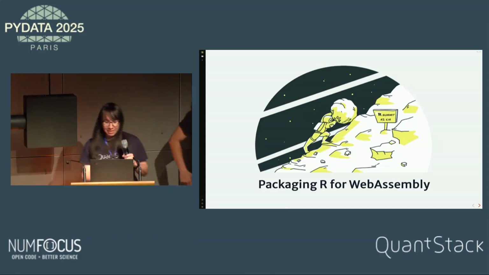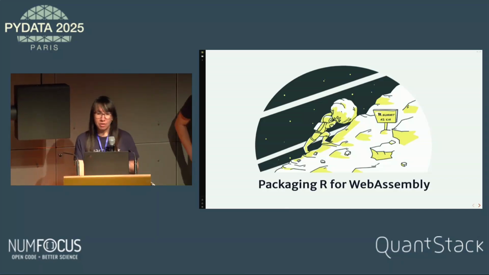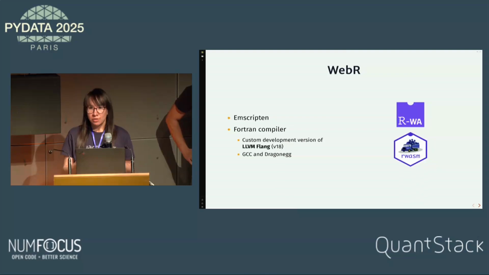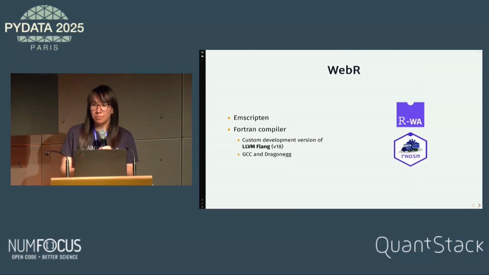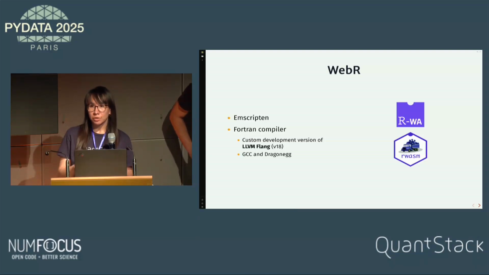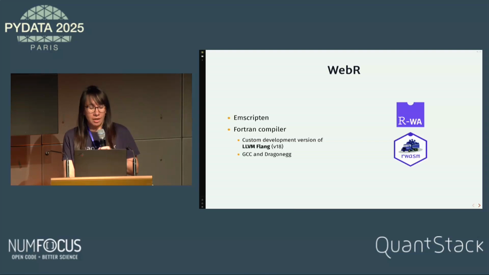Thank you, Thorsten. So now I'll talk about packaging R for WebAssembly. This isn't anything new. It has been done before by WebR. The WebR project also used Emscripten, and then they tried a few different Fortran compilers to compile the Fortran bits of the R source code. But eventually they settled on LLVM Flang.